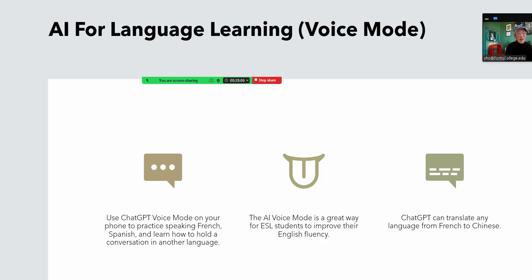And so you can use ChatGPT on your phone, voice mode, and you can practice speaking French, Spanish, and learn how to hold a conversation in another language. And the voice mode is a great way for ESL students to improve their fluency. And also, ChatGPT can translate any language from French to Chinese, and I tried it out in Chinese, and it came back with Chinese characters, which is totally cool.